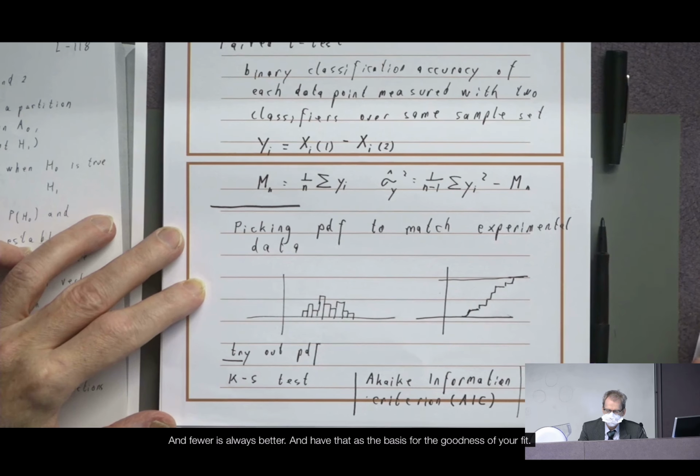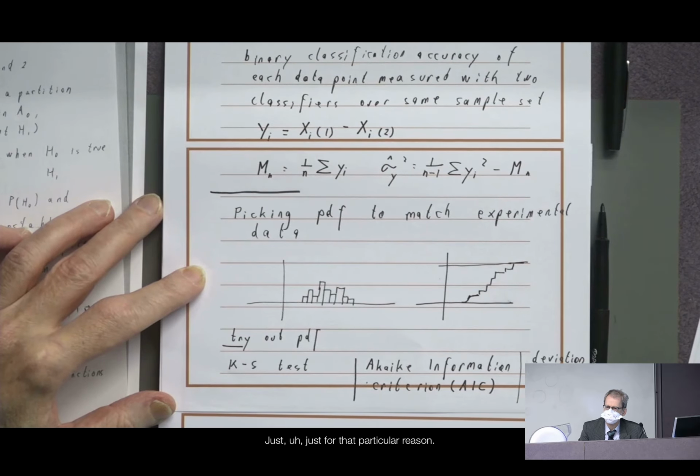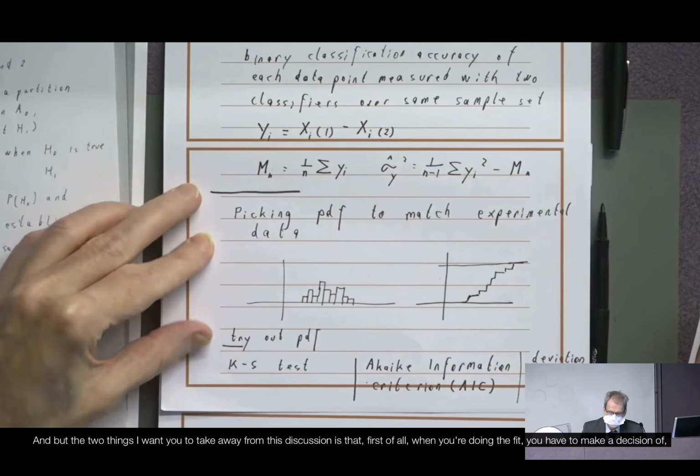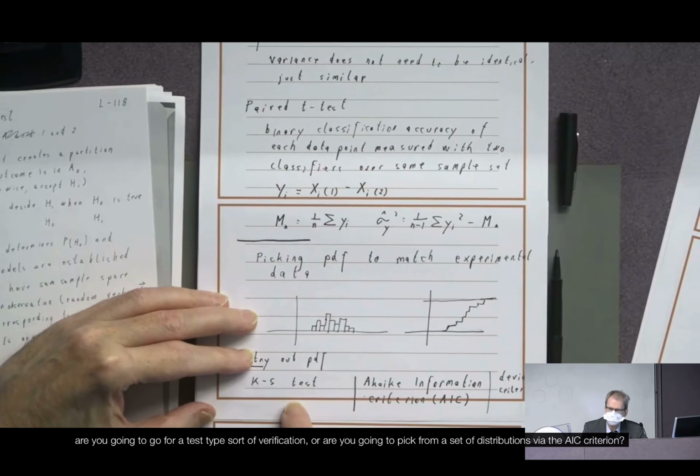Fewer is always better, and have that as the basis for the goodness of your fit. Actually, the AIC criterion penalizes functions with more free parameters just for that particular reason. But the two things I want you to take away from this discussion is that, first of all, when you're doing the fit, you have to make a decision of, are you going to go for a KS type sort of verification, or are you going to pick from a set of distributions via the AIC criterion?